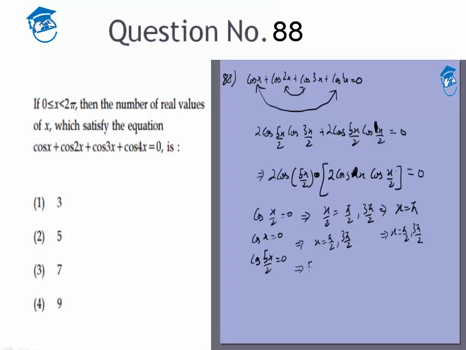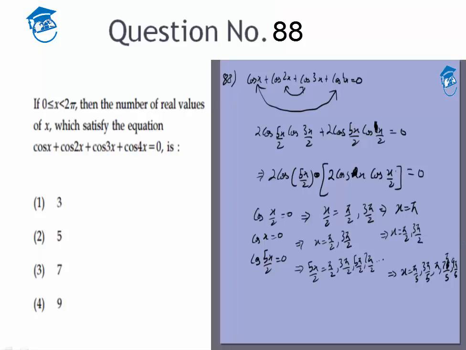This gives me 5x/2 is equal to pi/2. It could be 3 pi/2, it could be 5 pi/2, 7 pi/2, and so on, which means we'll just multiply by 2/5. So x is equal to pi/5, 3 pi/5, 5 pi/5, which is pi, 7 pi/5, 9 pi/5, and we won't include 11 pi/5 because that exceeds 2 pi, right?